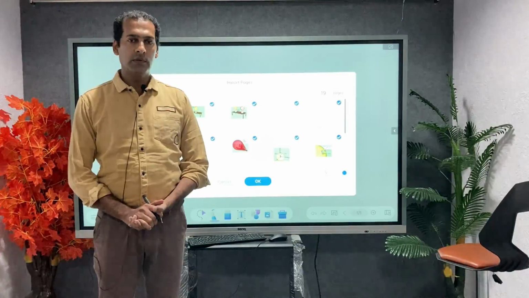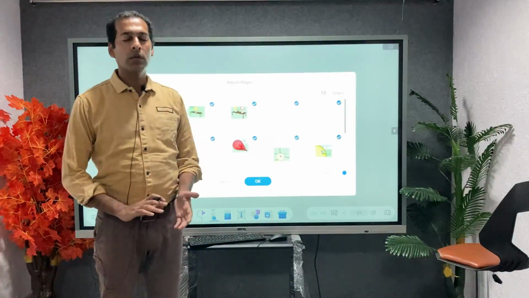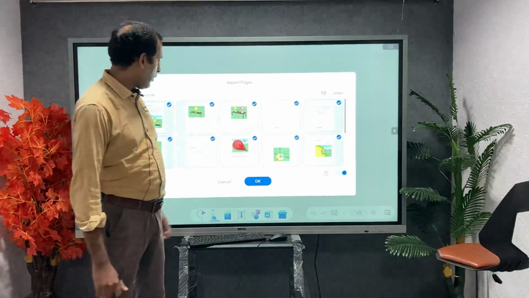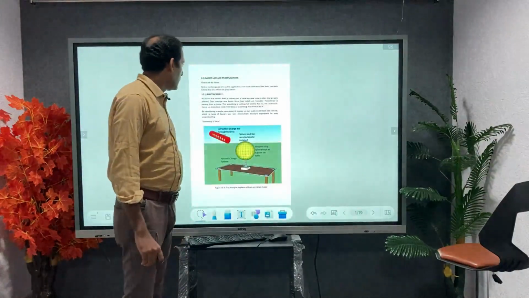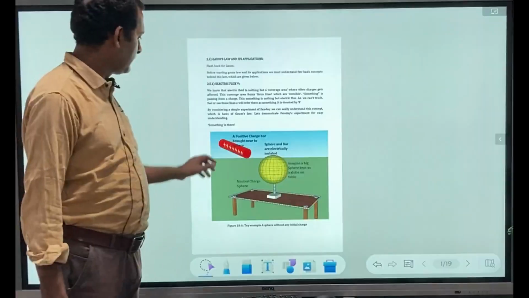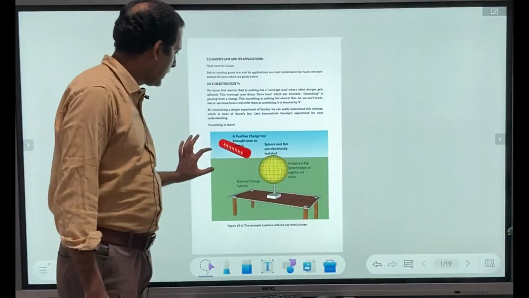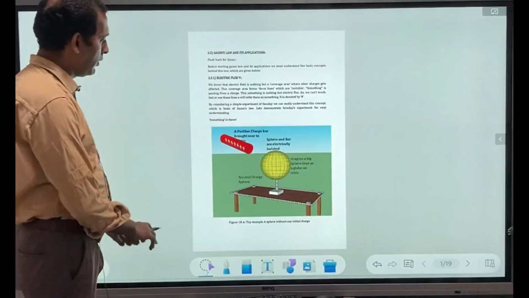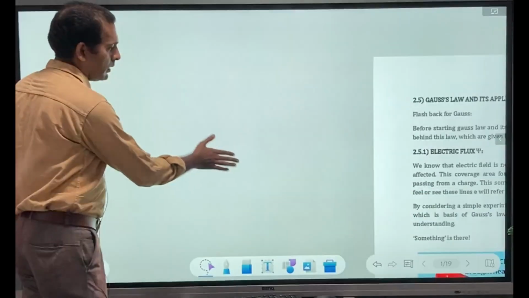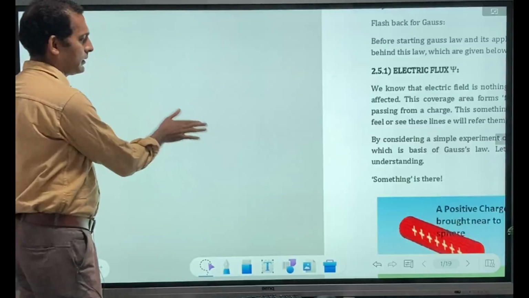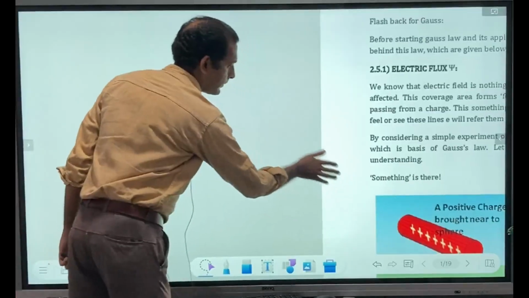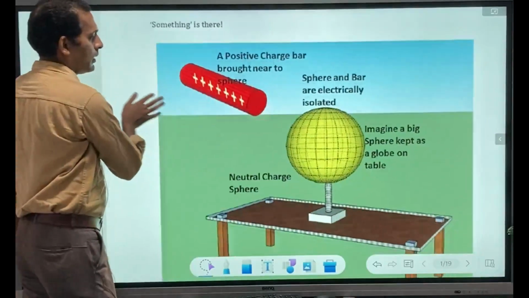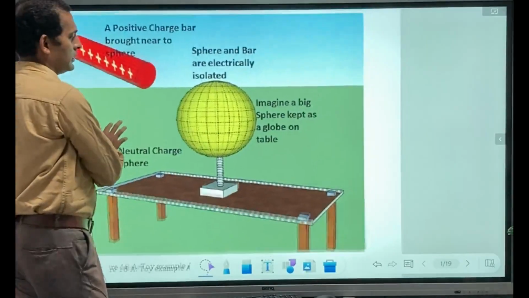Welcome to today's session. Today we will study about Gauss Law and the applications of the Gauss Law. So let us begin with the theory and the logic of Gauss Law. This law is all about the flux and its relevance with the charges.